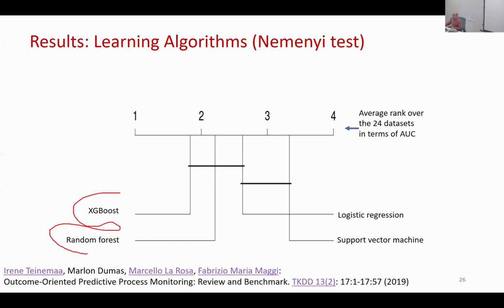XGBoost and random forest tend to perform better than logistic regressions or support vector machines. And particularly XGBoost is better, in a statistically significant way, than support vector machines. And there's enough support to say that it will be better than logistic regression too. So my default choice for training a classifier will probably be XGBoost or one of its variants like LGBM, the LGBM implementation of XGBoost, or CatBoost, which is another twist on top of XGBoost.